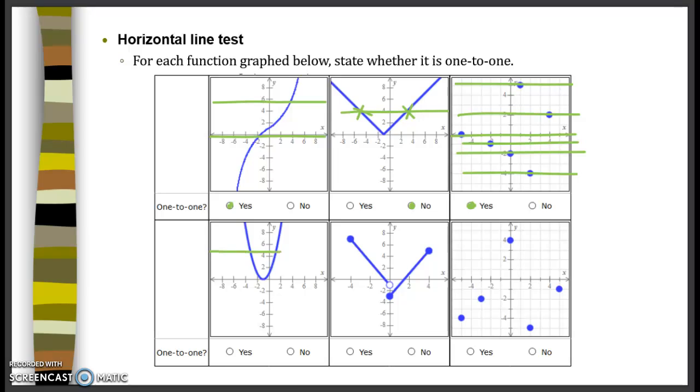This function, this parabola, a horizontal line is going to cross through twice. So it is not one-to-one. This function at this point and at this point is okay, but down in the middle of it, it crosses through at 2 points. So no, this one's not one-to-one. Now, each point I draw a horizontal line through, it's only going to cross the horizontal line one time. It's only going to have 1 point on the horizontal line. So yes, this one is one-to-one as well. So that's the horizontal line test.